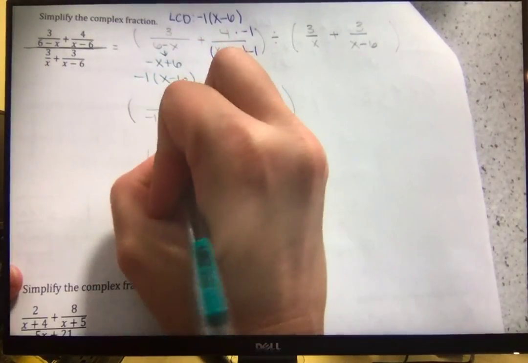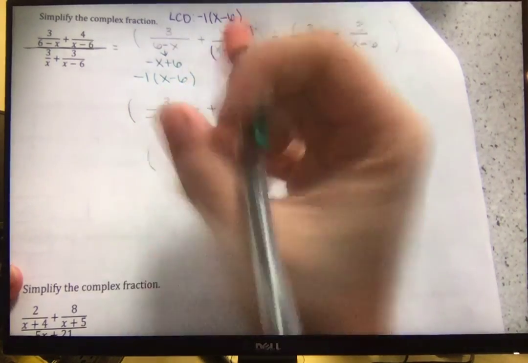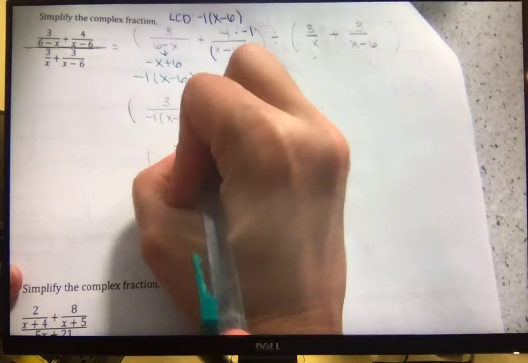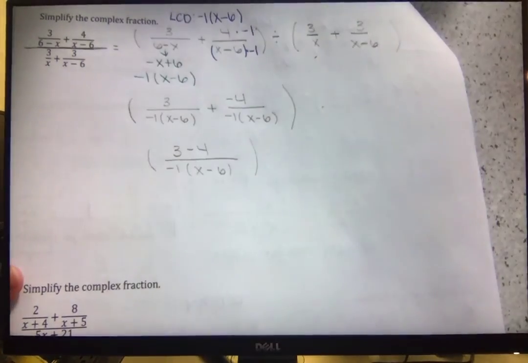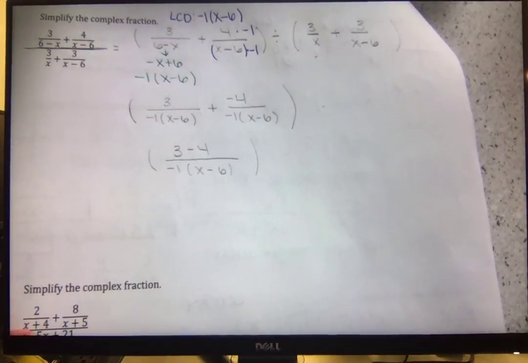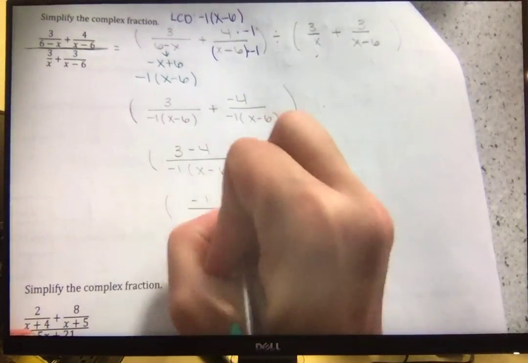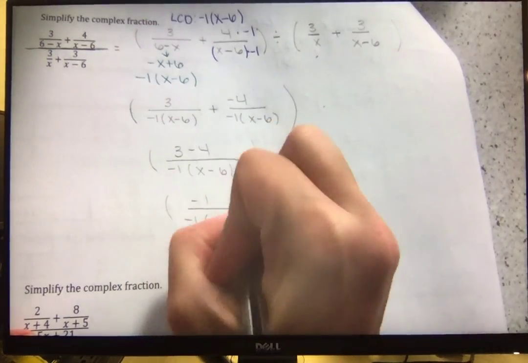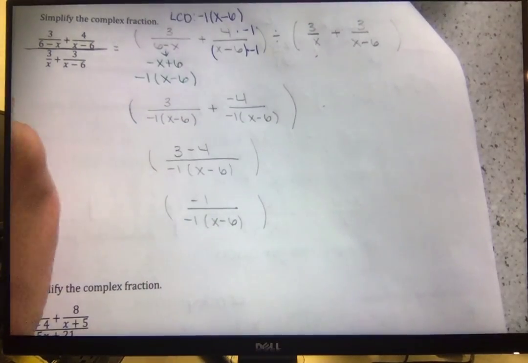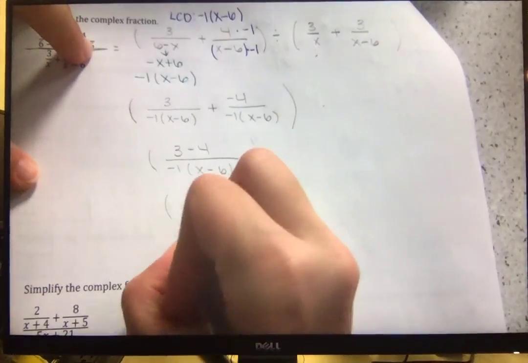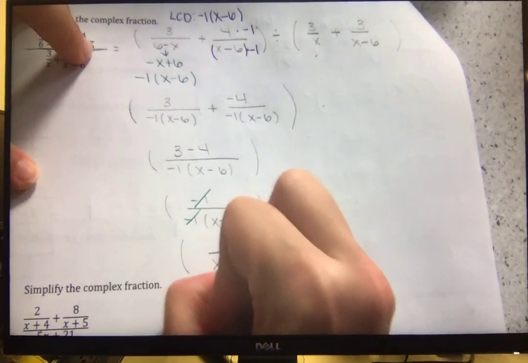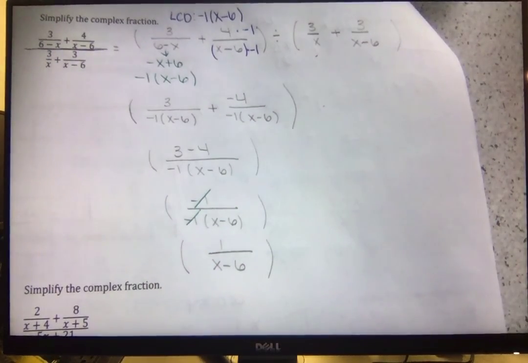I can rewrite them as one big fraction: 3 plus negative 4, which is just 3 minus 4, all over negative 1 times x minus 6. What is 3 minus 4? Negative 1. So negative 1 over negative 1 times x minus 6. What do you notice? Factor out those negative 1s. What's left over up top? Positive 1 over x minus 6.